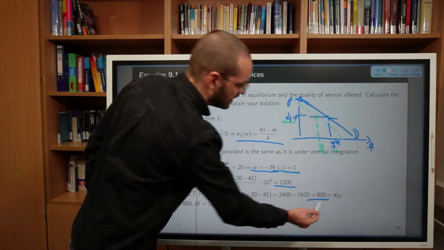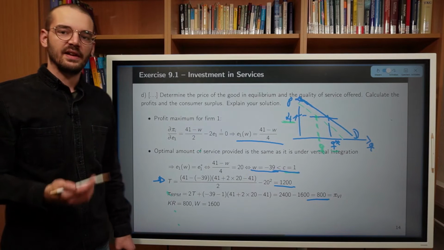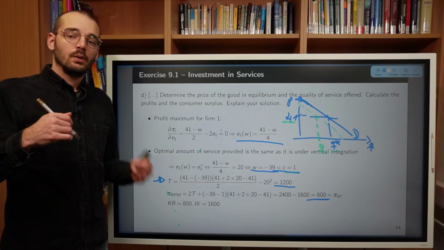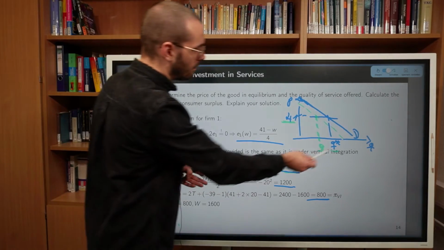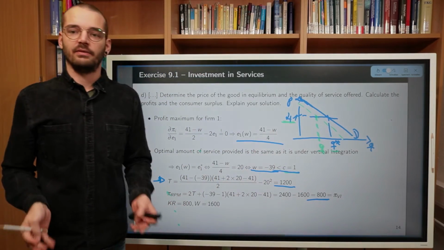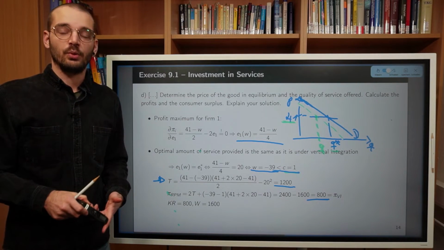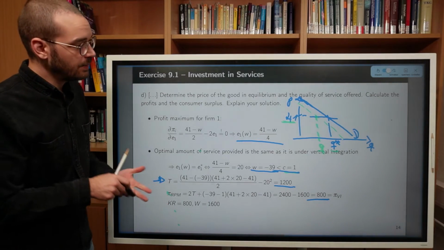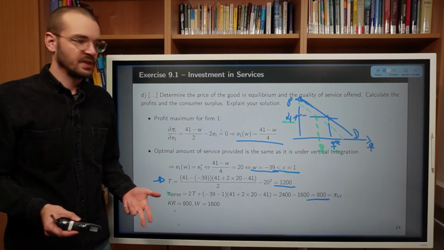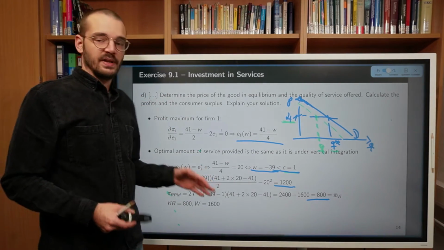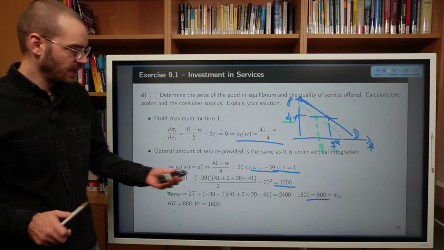So what we see is that overall, the upstream firm's profits exactly equal the profits under vertical integration, which should not really surprise us, because we have the same market result that we had under vertical integration as well. We have the same price for the consumer, we have the same quantity sold on the market, we have the same amount of service provided. So the firm's profits should be the same, right? And because downstream is making 0 profits, upstream firm is making all the profits in the market, 800.